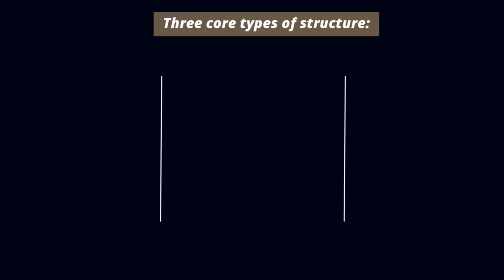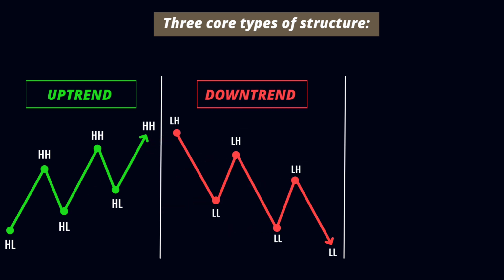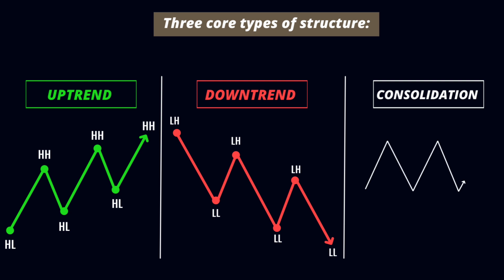There are three core types of structure. 1. Uptrend. Price is forming higher highs and higher lows. 2. Downtrend. Price is making lower lows and lower highs. 3. Consolidation. Price is moving sideways, bouncing between levels. Once you know which structure you're in, your trading decisions become 10 times easier.